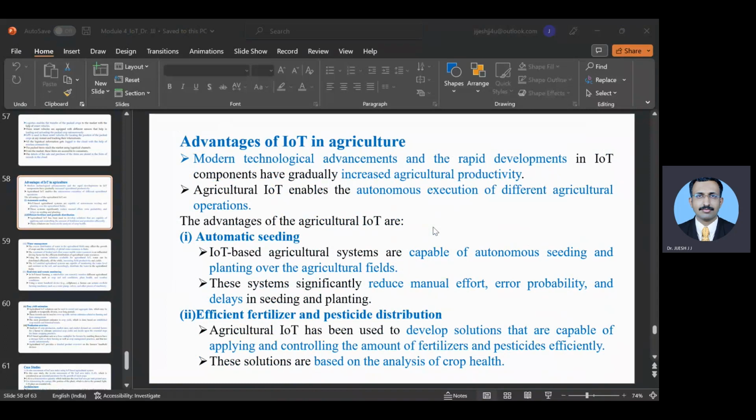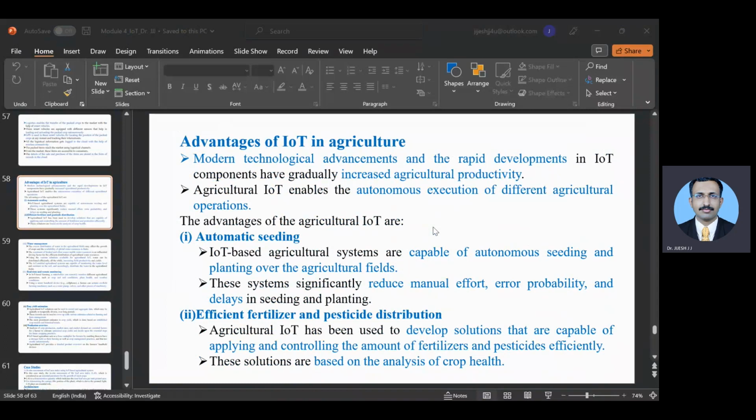So develop a solution capable of controlling the amount of fertilizers and pesticides effectively. Based on the analysis, the crop health can also be evaluated. If the health of the crop is good, you may not need pesticides itself. If the crop health is going bad, you need to make sure that some insects or some worms are there, so you need to remove them.